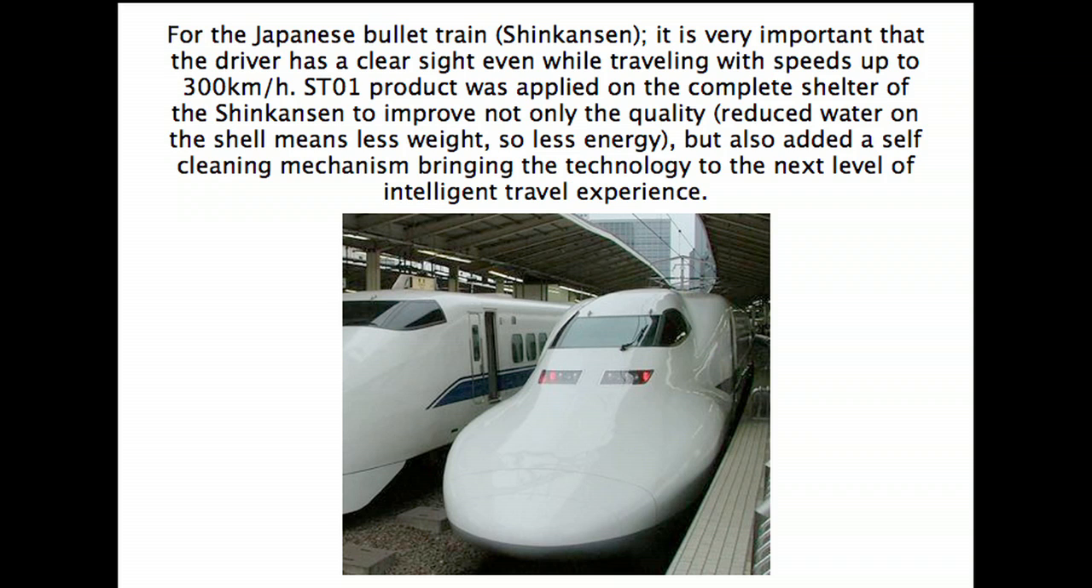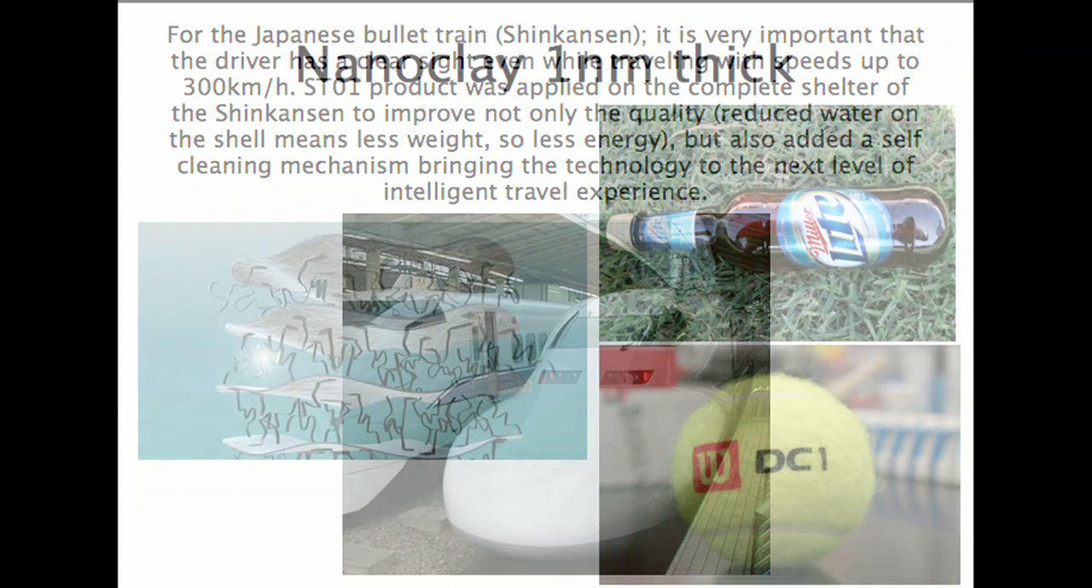If you've been in Japan, there's a bullet train, very fast train that goes up to 300 kilometers an hour. They have used also a nanotechnology, self-cleaning coatings on the Shinkansen. And the advantage of that is they use less energy and they don't need to clean the train so often.